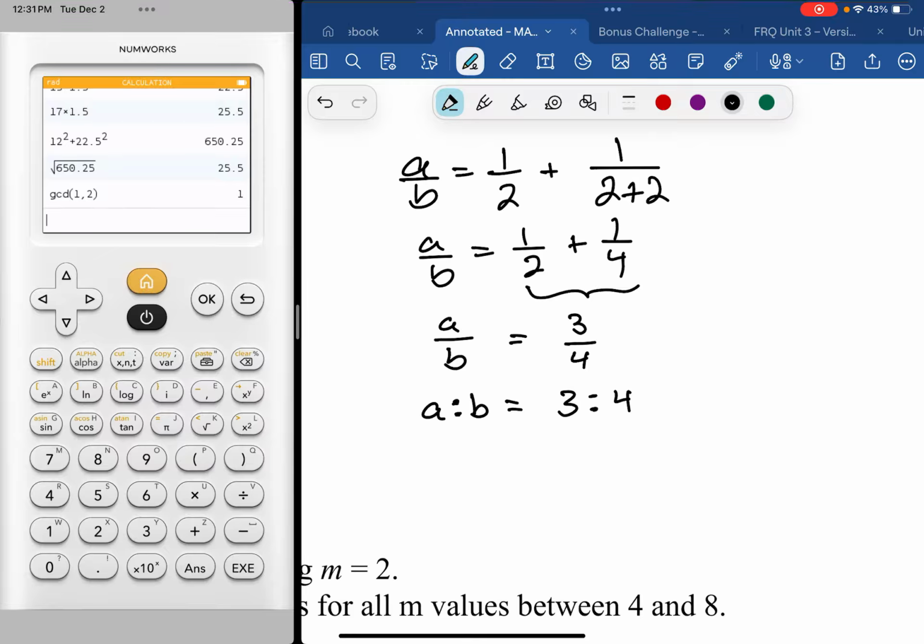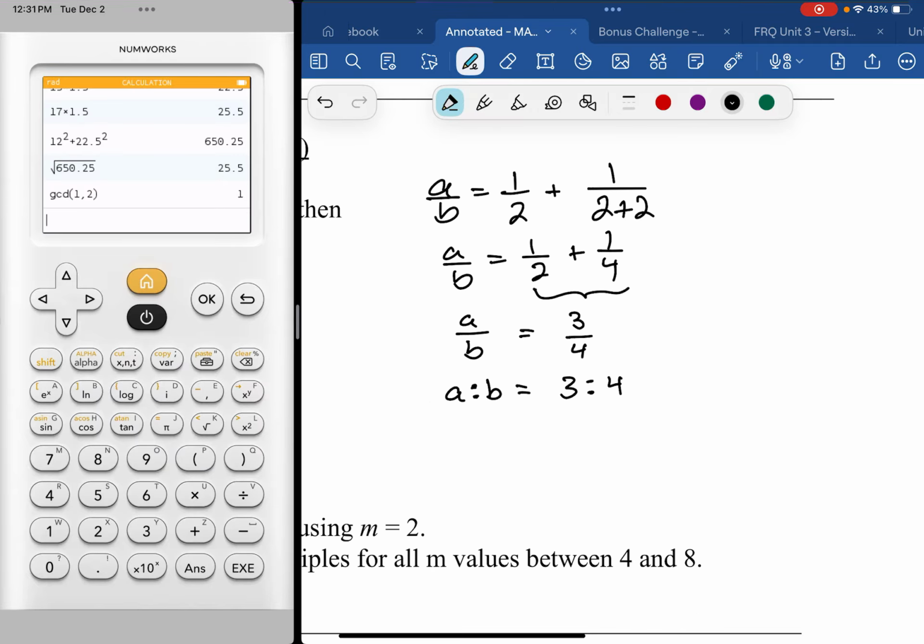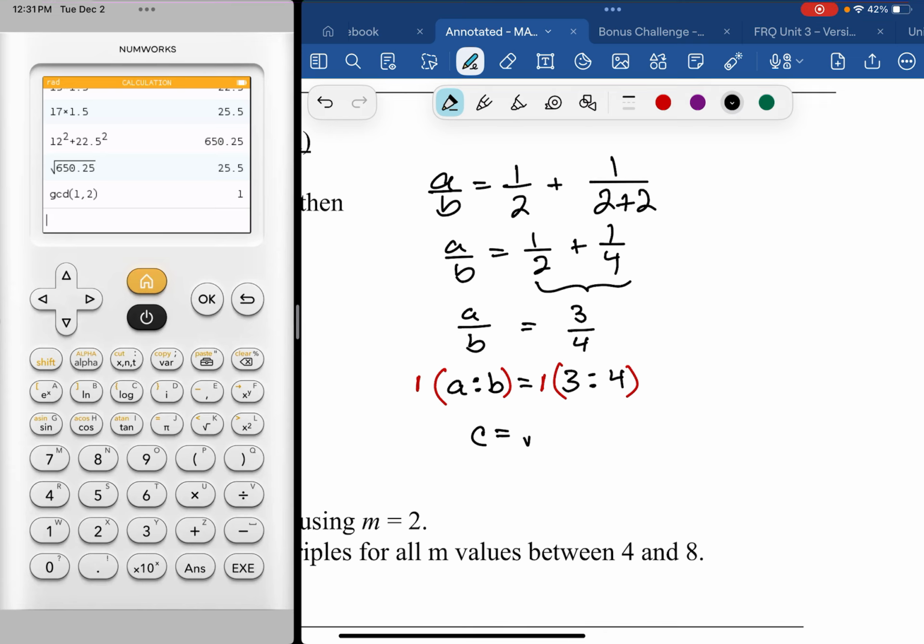So if I want to let that multiplier be equal to 1, then I'm good. If I want my multiplier to be 1, then my c value would be equal to, again, the square root of a squared plus b squared. 9 plus 16. C would be equal to the square root of 25, which is 5.